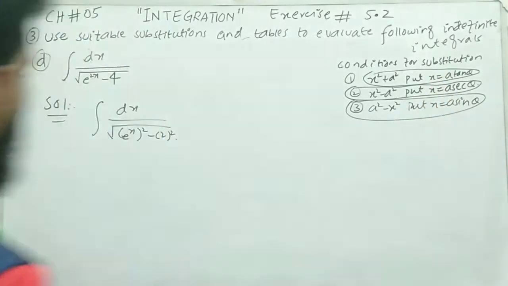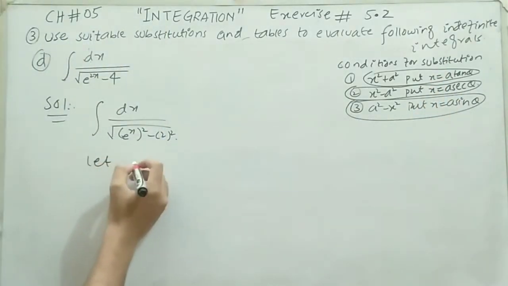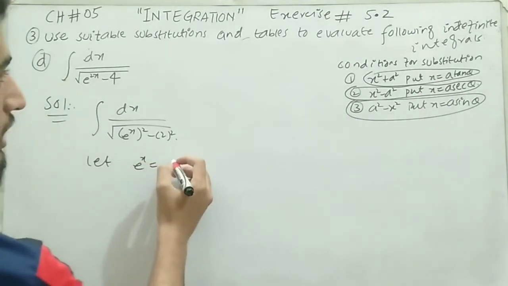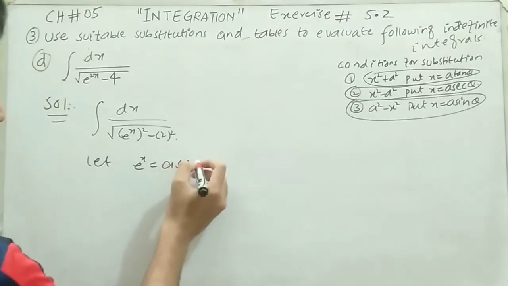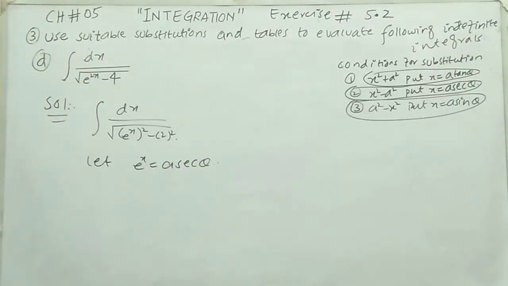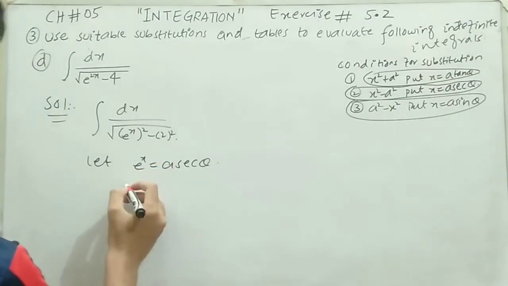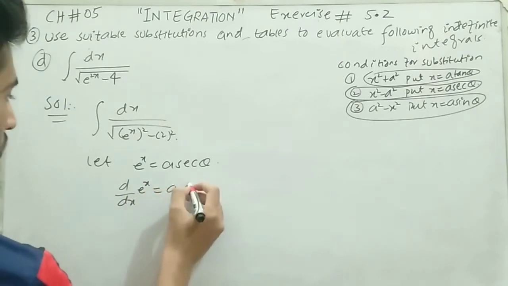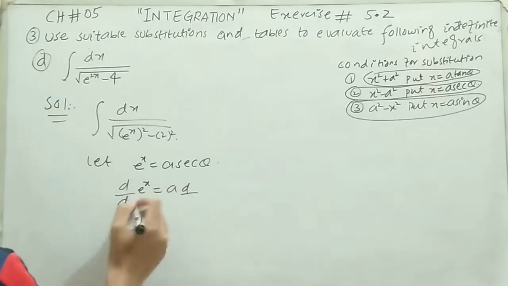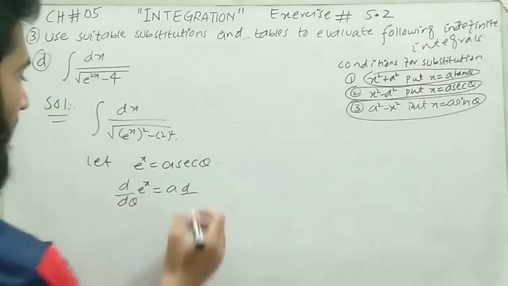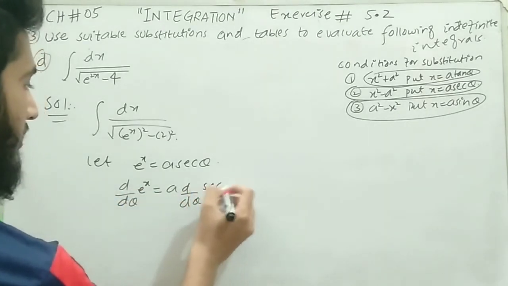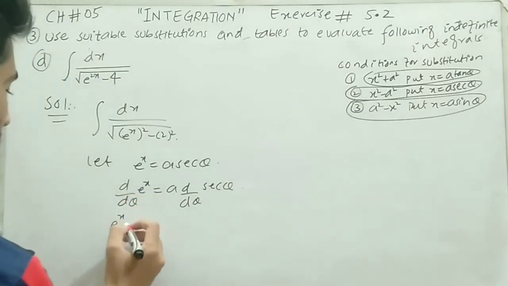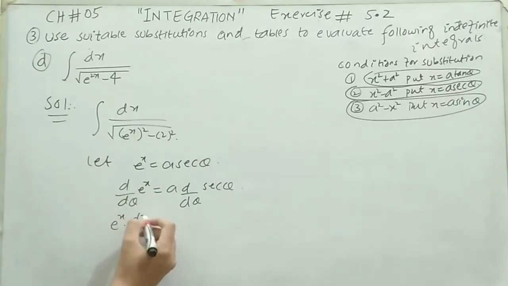So we will put x is equal to a secant theta. So let's suppose e power x over here, e power x is equal to a secant theta. Now we will differentiate both sides with respect to x. So it becomes d by dx of e power x on the left side, and on the right side a into d by d theta of secant theta. So here it becomes e raised to the power x, and after this, x is an inner function, so it becomes dx by d theta.